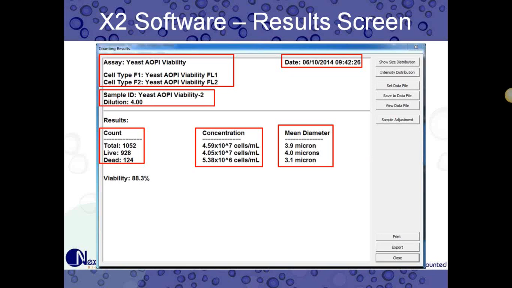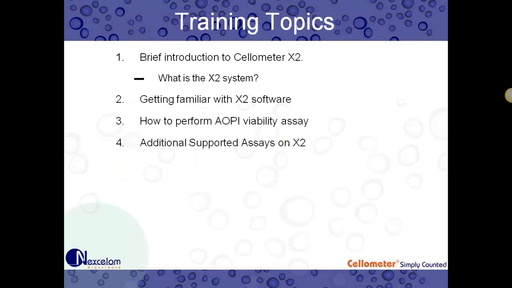And then we have our results. So you have a count, which gives you a total number of yeast cells counted, as well as a live and dead number, concentrations for those populations, and also an average diameter. And then last but not least, we have our viability percentage reported, which just takes the live and the dead and calculates the viability based on those two populations.